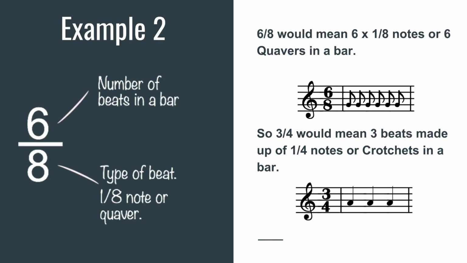Now that we understand what the bottom note means, let's look at 6/8. 6 is the number of beats. 8 is the type of beat, or an eighth note, which is a quaver. So if we look at that on a sheet of music, we have 6 beats of type 1/8 or an eighth note, which is a quaver. So you have 1, 2, 3, 4, 5, 6 quavers. So 6 eighth notes. 3/4 would be 3 beats, and the type of beat is a quarter note, which is a crotchet. So 3 crotchets per bar.